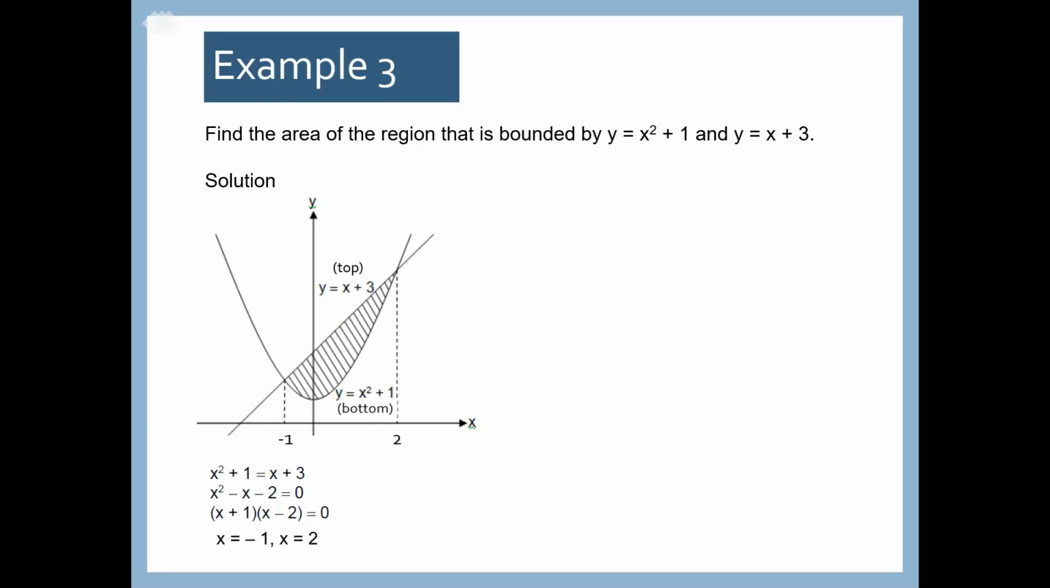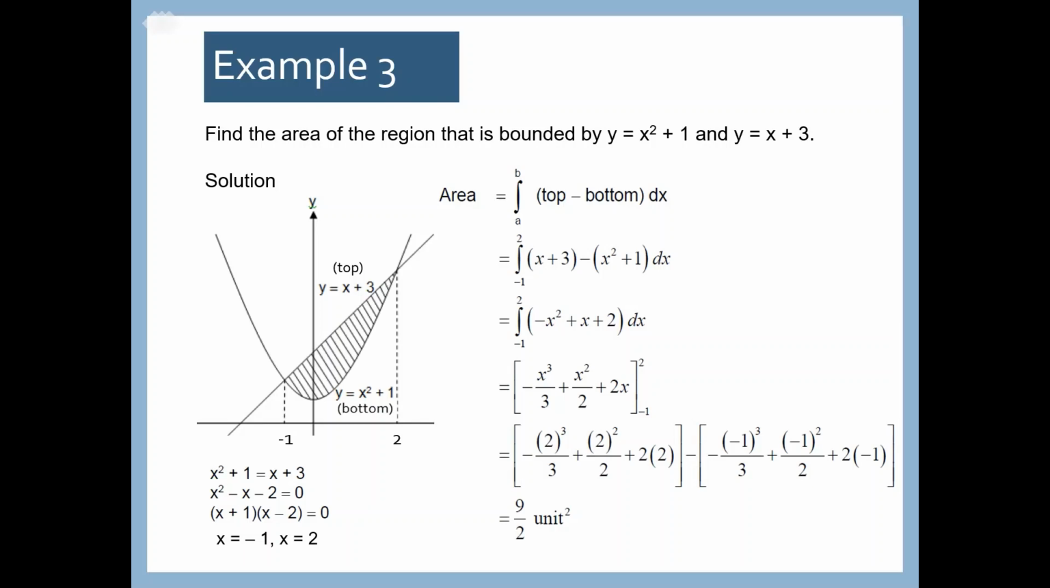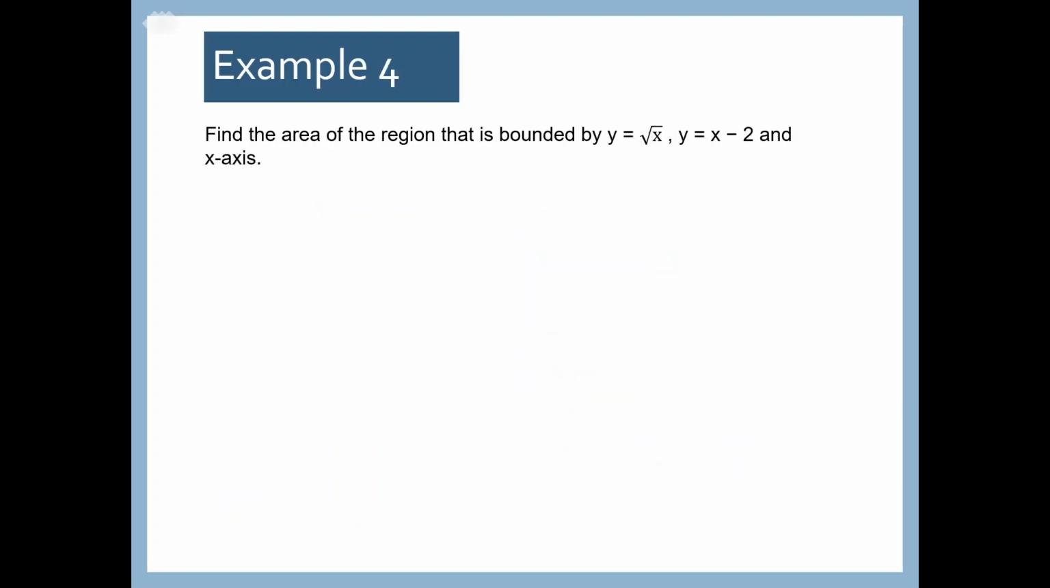Thus, the area that you need to find is shown by the following shaded region. Here, the top function is y equal to x plus 3 and the bottom function is y equal to x squared plus 1. Minus these two functions and simplify, you will obtain negative x squared plus x plus 2. Integrate with respect to x over the interval negative 1, 2, you will obtain 9 over 2 unit square as the final answer. Proceed with example 4.